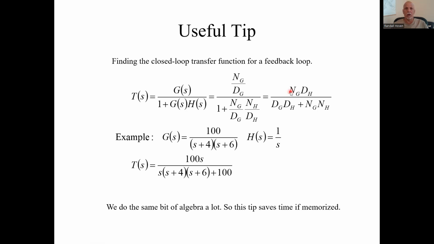Numerator is the numerator of forward path gain times the denominator of the feedback path gain. Take this as an example. Here's the G, here's the H. Well, the denominator is these two denominators combined: S times (S plus 4), (S plus 6), plus the product of the two numerators, just 100. And in the top, I have this 100 times that S. Write it on a formula sheet, memorize it, whatever. It'll save you some time.